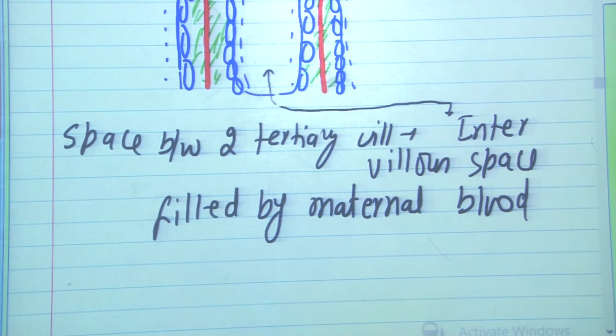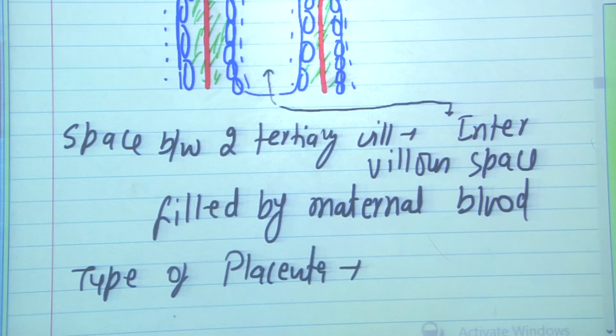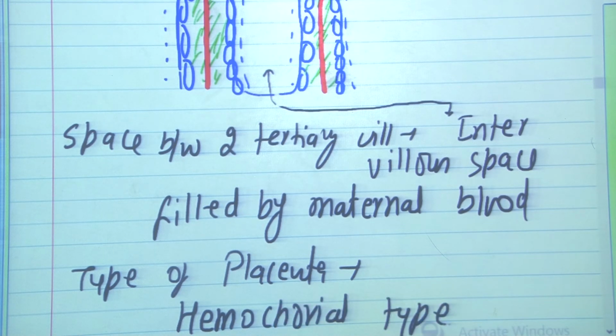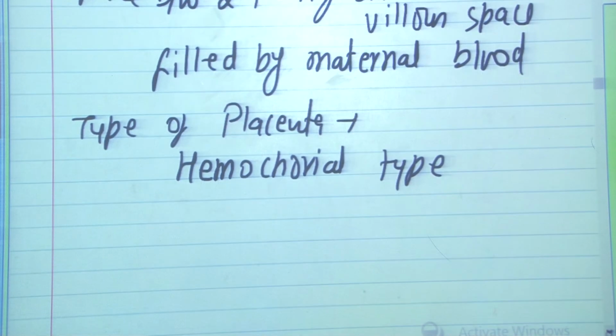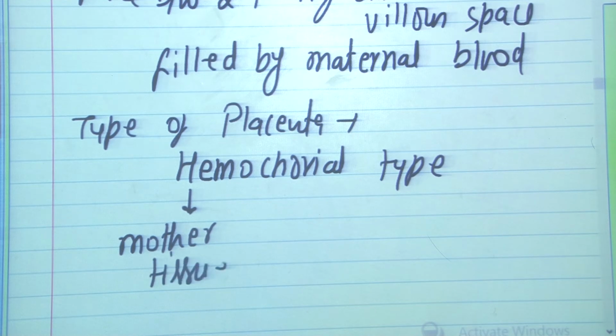One question: type of placenta formed in human beings. This is hemochorial type. Hemo is the mother tissue, chorial is the fetal tissue.